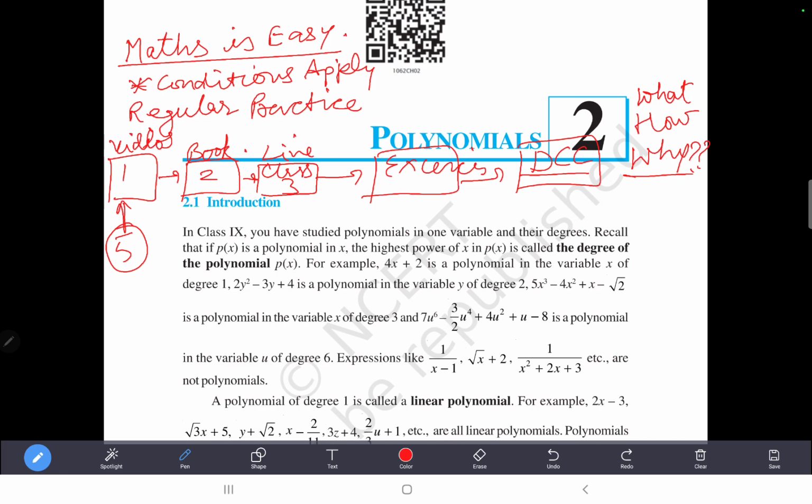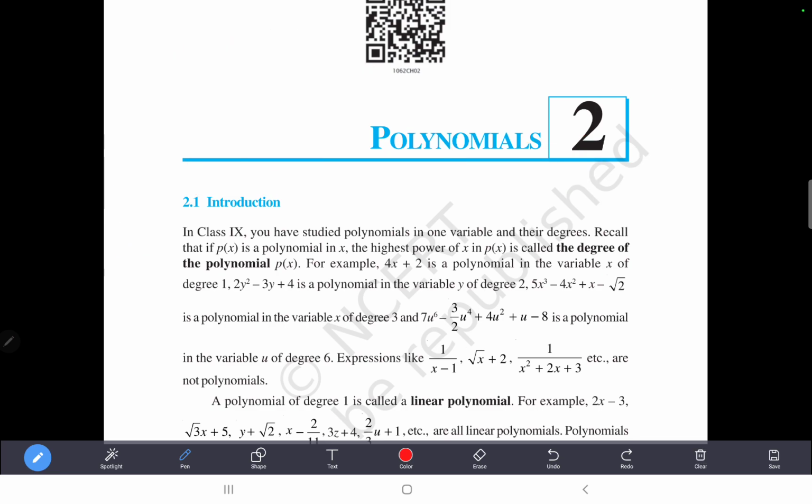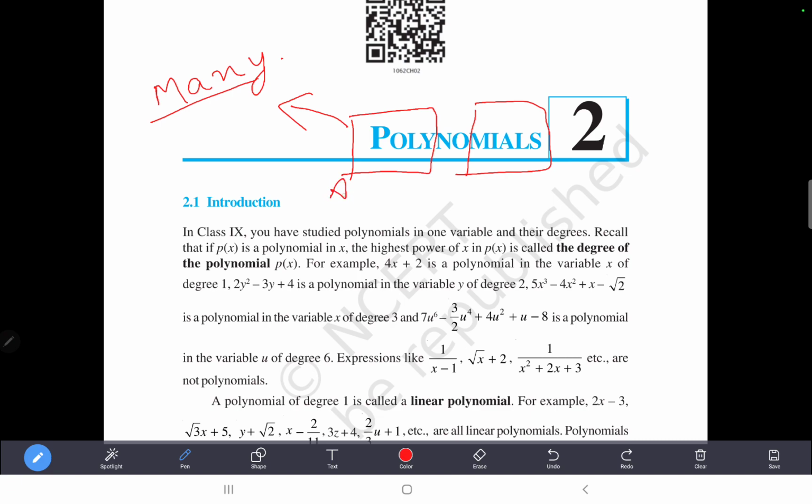Okay. So let's start today's session. Today we are going to learn about polynomials. There are actually two things here. One is poly. What is the meaning of poly? Anyone can tell? Poly means many. So this is one type of topic in algebra.